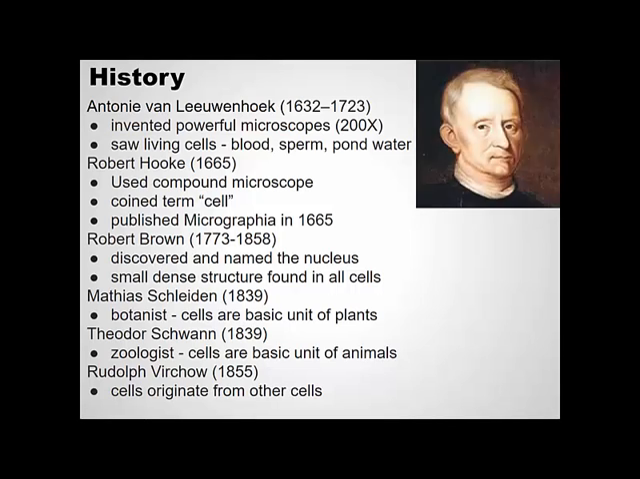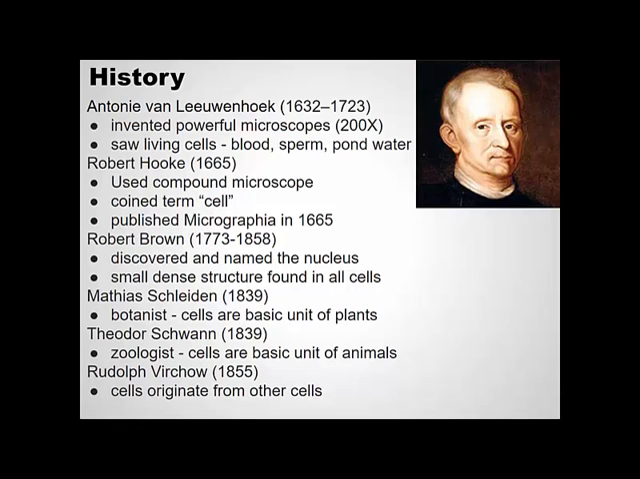Around the same time was Robert Hooke. Robert Hooke's microscopes looked a lot like what you would be familiar with. He used a compound microscope, a microscope that had two lenses, and that created the magnification. He came up with the term cell. He thought the little compartments that he saw looked like the cells that monks lived in, and so he came up with that word. He published a book that became very popular called Micrographia, where he had drawings of all of these different types of cells that he had observed.